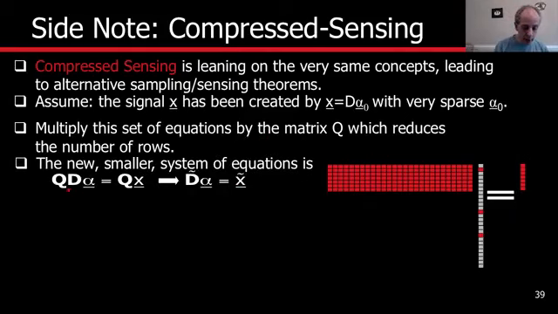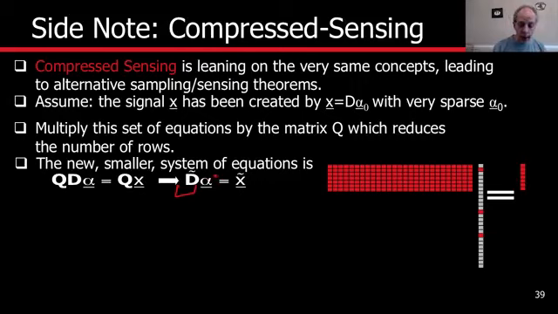We have D alpha equal X. That's what we have here. But we multiply both sides by Q, the sensing matrix. So Q times D defines a new dictionary, this D tilde. It's kind of a new dictionary, times alpha, the same sparse vector, is equal not to X but to X tilde, the sensed vector, which is shorter than it was before. So we end up basically sensing less points.